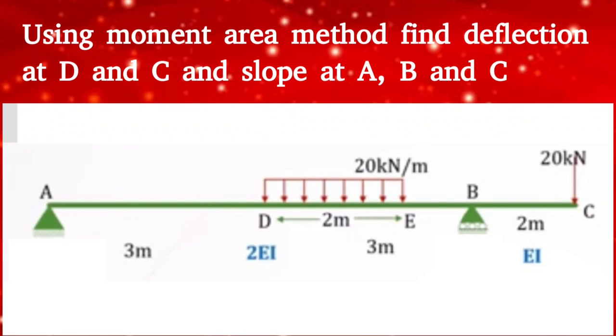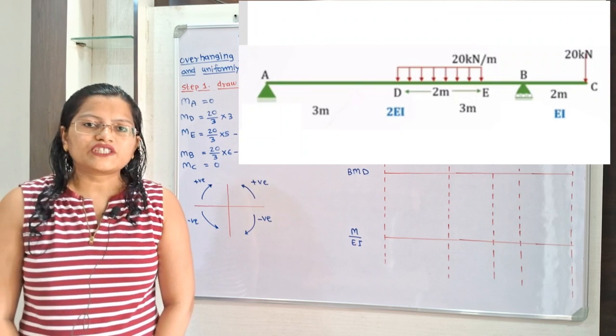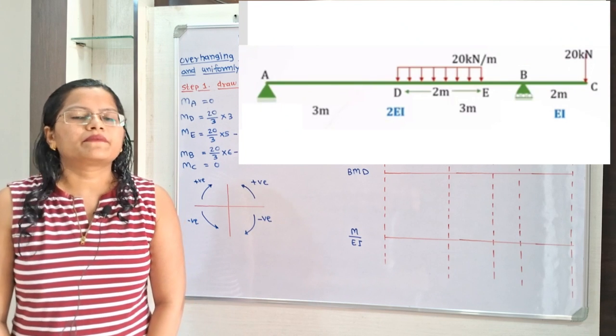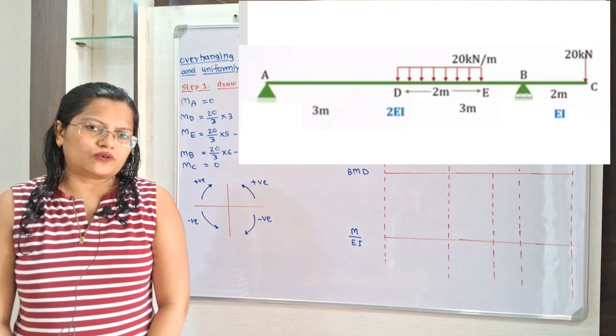Using the moment area method, find the deflection at D and C and the slope at A, B and C. This is the question of an overhanging beam carrying a point load as well as a uniformly distributed load.